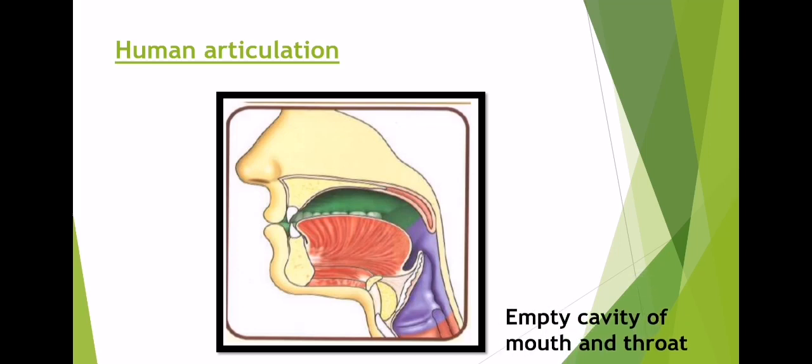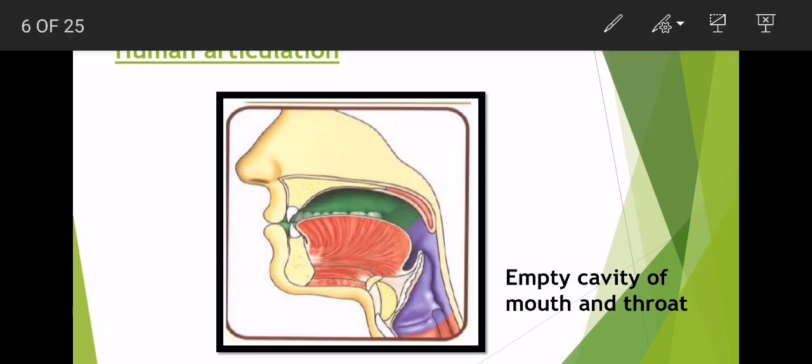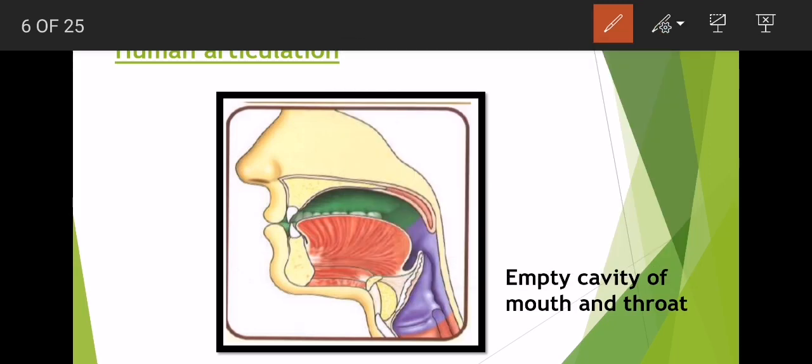The first one is the empty cavity of the mouth and the throat. What does it mean by the empty cavity of the mouth and throat? I will explain. The empty cavity means the area which is open, between the mouth and the throat and a little bit to the outside. That means it covers the blue area, the red area and the green area, and towards the lips to the outside a little bit. So this is the empty cavity of the mouth and the throat.